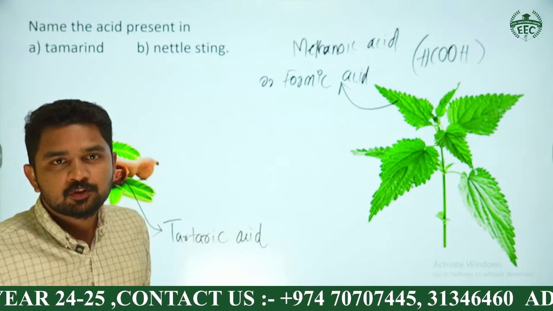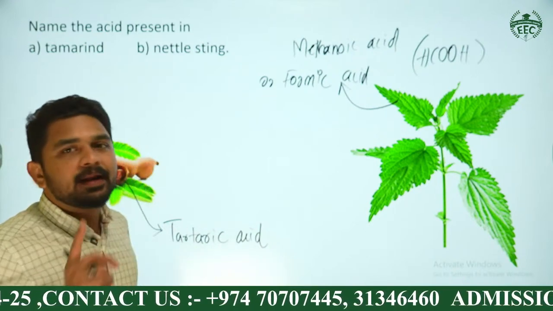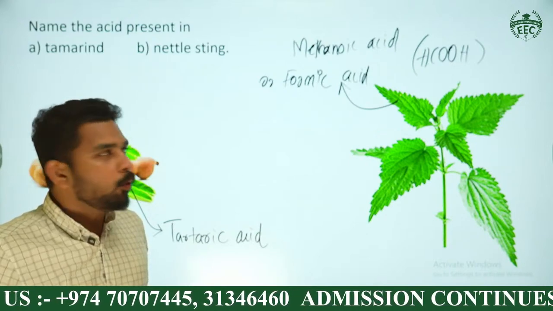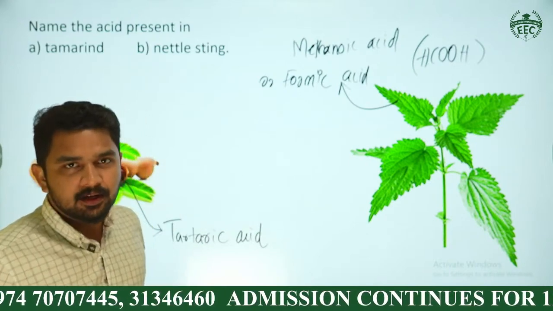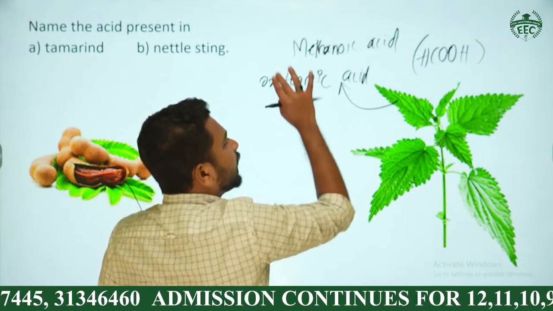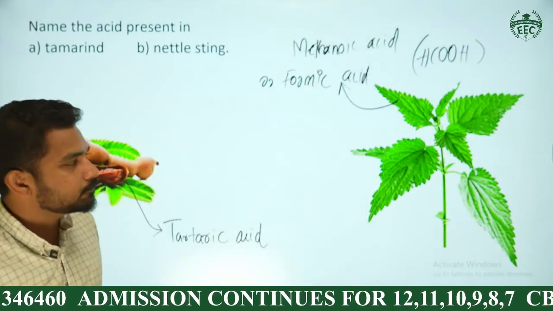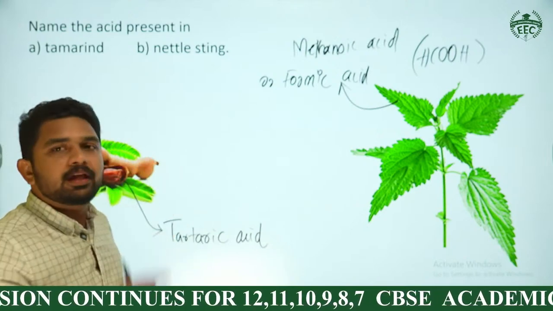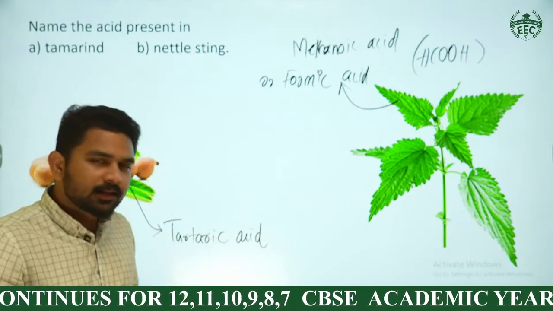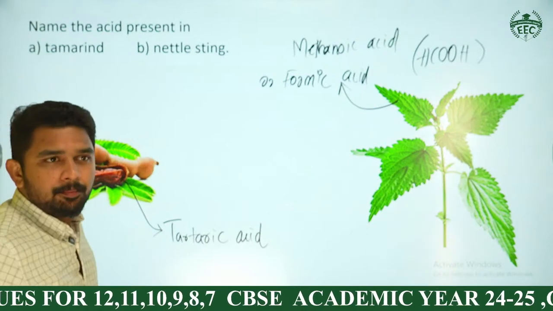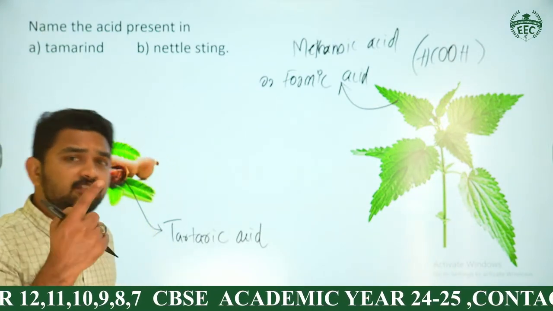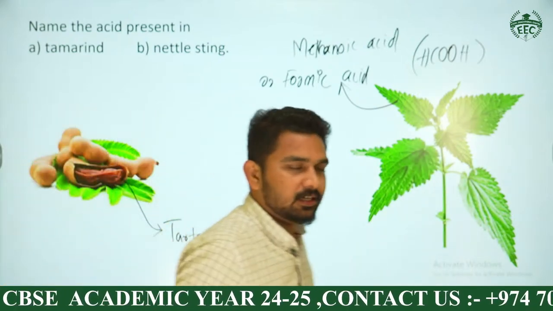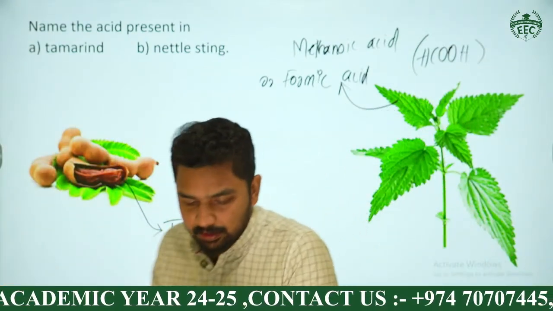Yes, so we studied carbon and its compounds, and now we know how to write IUPAC nomenclature. What is carboxylic group? You know that, right? So we know that both methanoic acid and formic acid are same. So from the nettle sting, the acid will be methanoic acid or formic acid. I'm asking another question. If it is an ant sting, what do you think? If it is an ant sting, what will be the acid injected by the ant sting? What do you think?